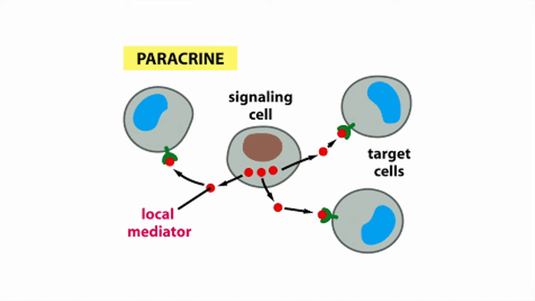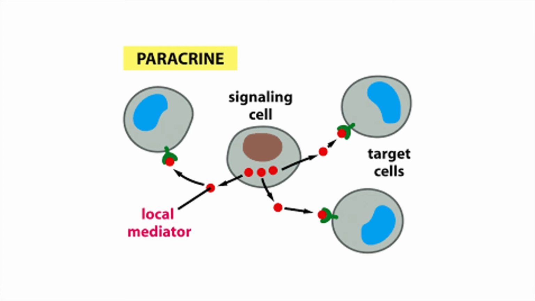The next type is local mediators, which signal through paracrine signaling, which is a process in which signal molecules diffuse locally through extracellular fluids around the cell that they were secreted from. Sometimes cells will respond to the local mediators that they produce themselves, which is called autocrine signaling.